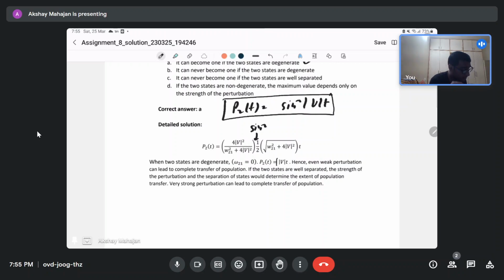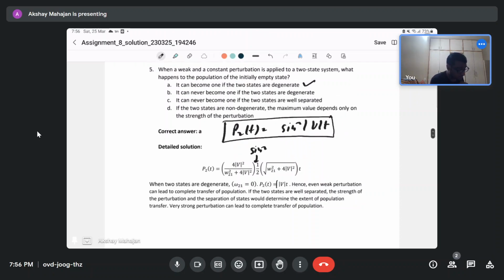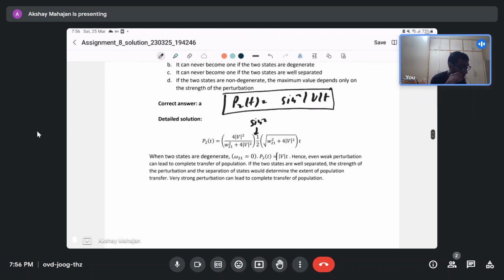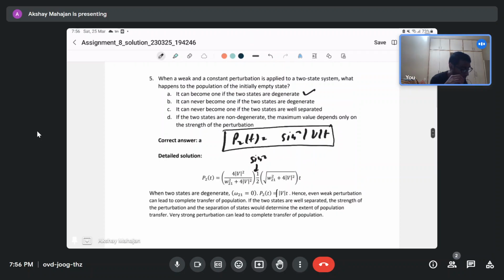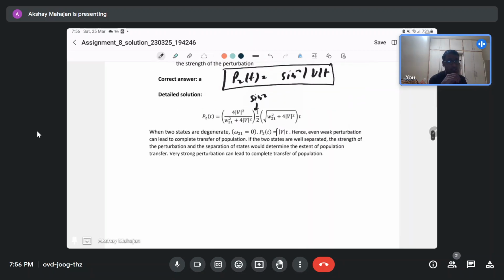If the two states are well separated, the strength of the perturbation and the separation of states would determine the extent of population transfer. A very strong perturbation can lead to complete transfer of population. So the strength of the perturbation and the separation of the states might affect the extent of population transfer, but the probability can become 1, as we know from this formula, even if the potential is weak.